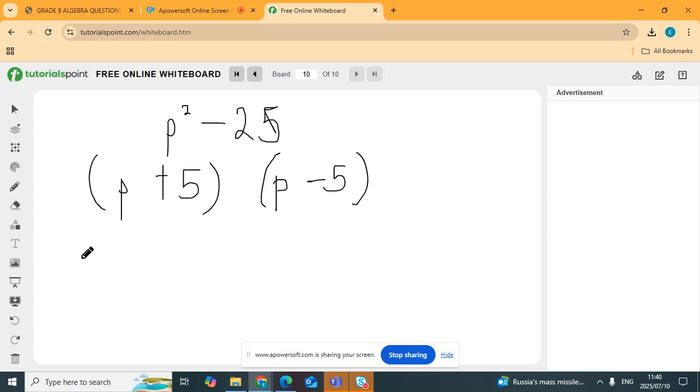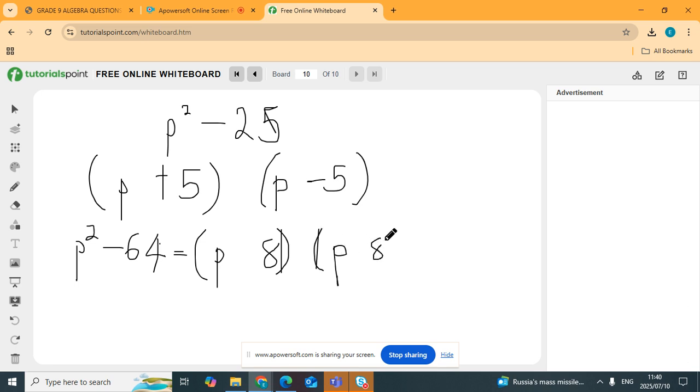You can also be given a question like p squared minus 64. The square root of p squared is p. The square root of 64 is 8. So you've got a bracket where you've got p and 8, and then you also have a bracket where you have got p and 8. Then you put a plus and a minus. That's basically how it's done.